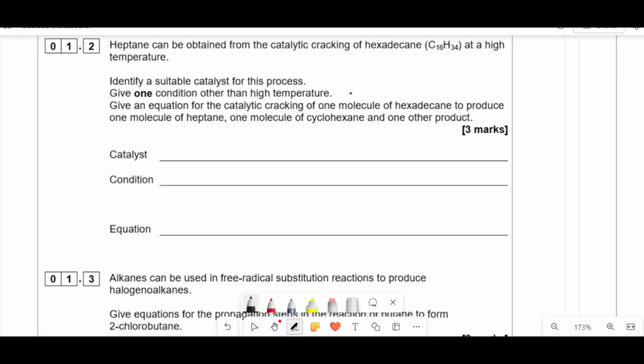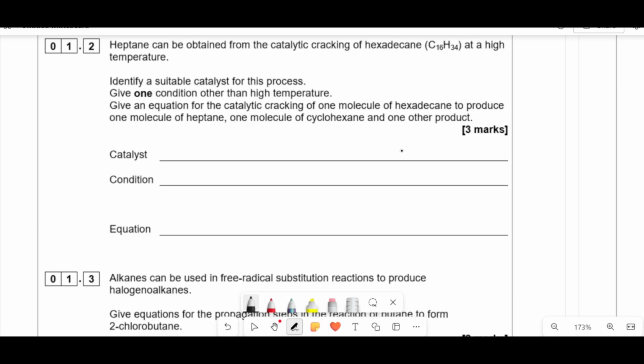Now, heptane can be obtained from a catalytic cracking of hexadecane at high temperature. Identify a suitable catalyst for this process and identify one condition other than high temperature. Give an equation for the catalytic cracking of one molecule of this to produce one molecule of heptane, one molecule of cyclohexane, and one other product.